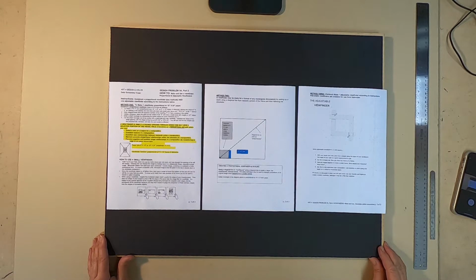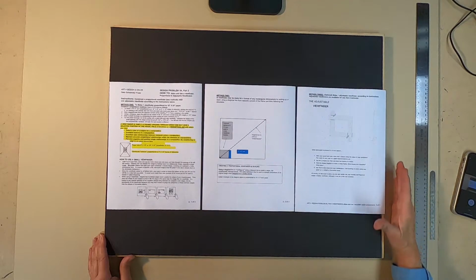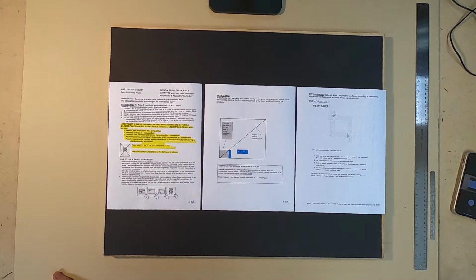Showing you how to make both a proportional viewfinder and an adjustable viewfinder for the paper sizes that you're going to use. I just posted online these instructions, and I wanted to have a video to go with them. This has 3 pages: how to make and use a viewfinder, proportional and adjustable viewfinders.